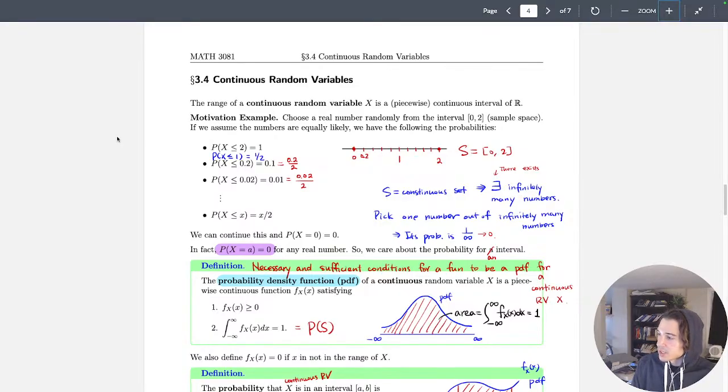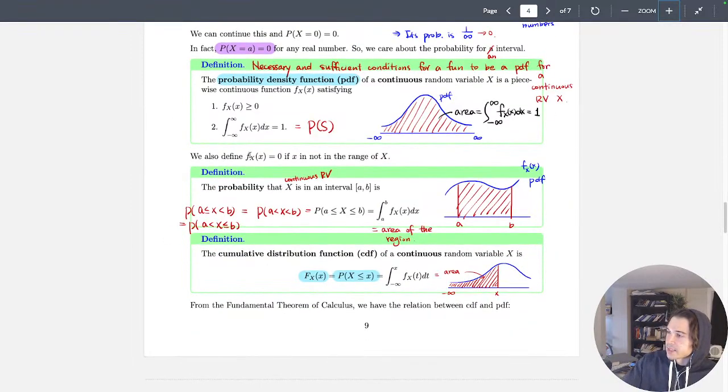Necessary and sufficient conditions for a function to be a PDF of a continuous random variable: f_X(x) is greater than or equal to 0, and the integral from negative infinity to infinity of f_X(x) dx equals 1. That's the sample space. We also define f_X(x) equals 0 if x is not in the range of X.